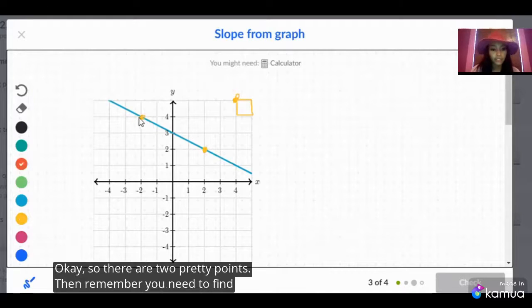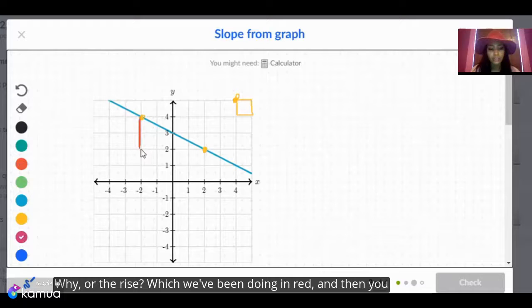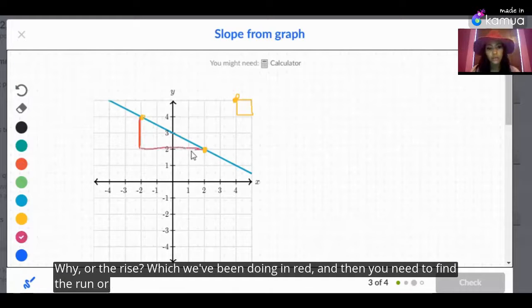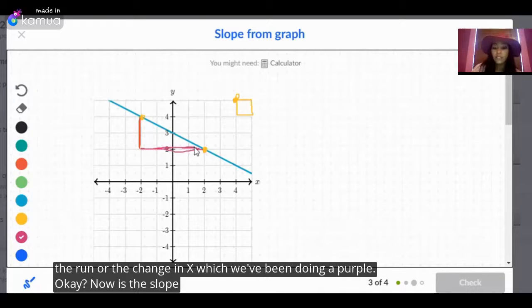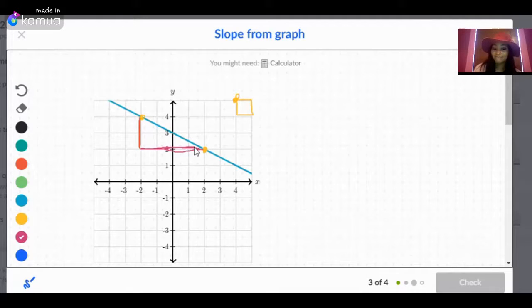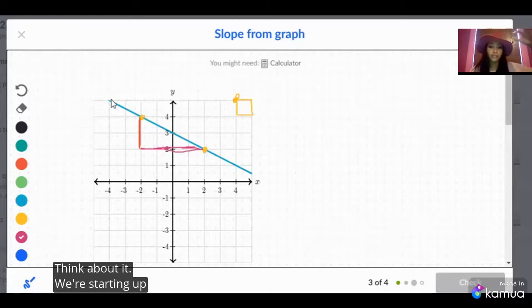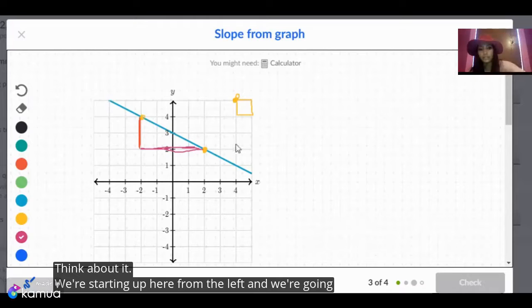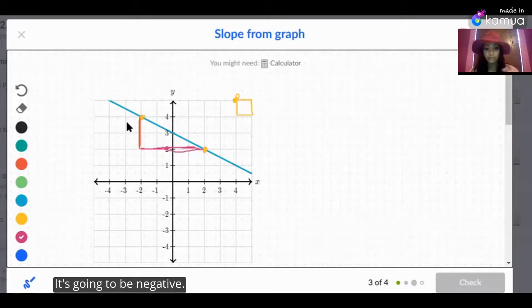Then remember, you need to find the change in y or the rise, which we've been doing in red, and then you need to find the run or the change in x, which we've been doing in purple. Now, is the slope going to be positive or negative? Put in the chat, is it going to be positive or negative? Think about it. We're starting up here from the left and we're going down the blue line. Is that slope going to be positive or negative? It's going to be negative. Yes, it's going to be negative. Notice my red line is going down.